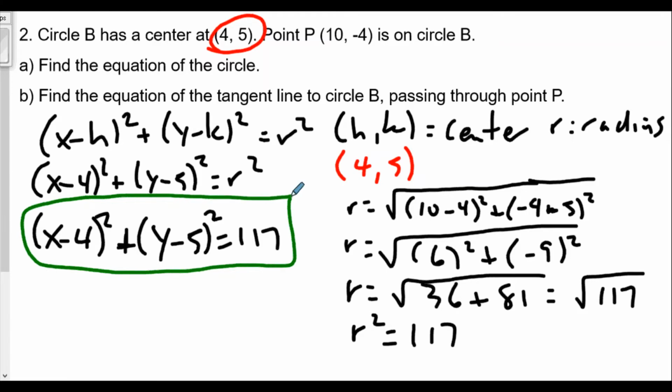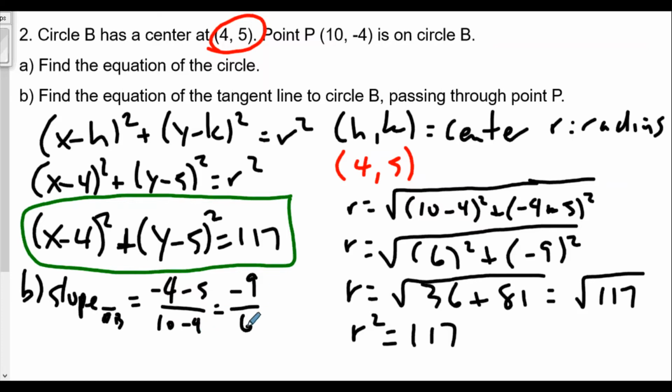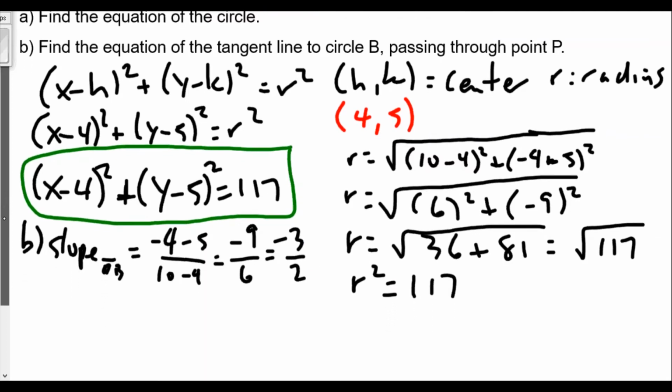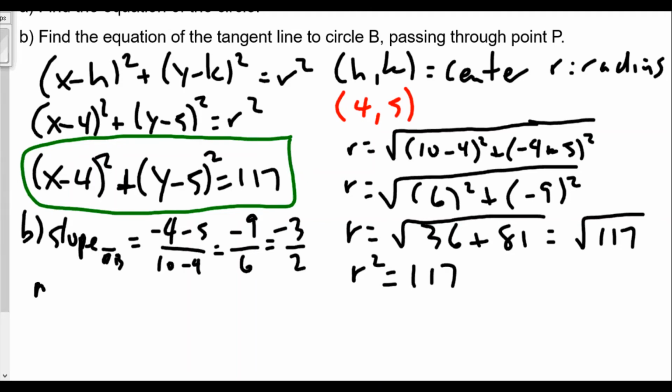Now part B: we want to find the equation of the tangent line to circle B passing through P. So here we want to find the slope of the radius, in this case the slope of PB. The slope is y2 minus y1, which is -4 minus 5, over x2 minus x1, 10 minus 4. So I have -9 over 6, which is -3/2 simplified. But that's not it, though. We also have to keep in mind that the tangent line is perpendicular, so the perpendicular slope is the negative reciprocal, which is positive 2/3.